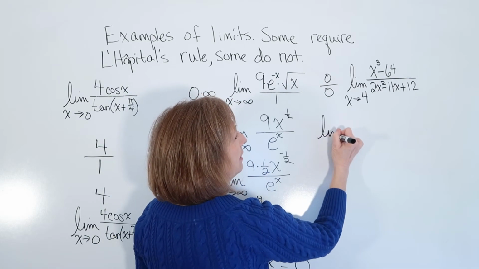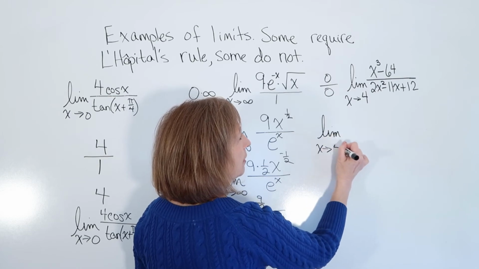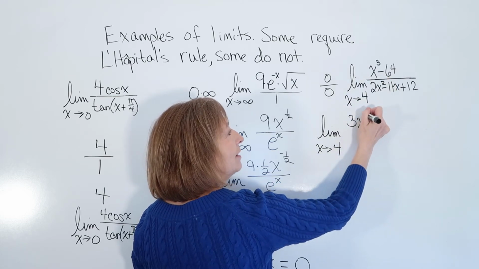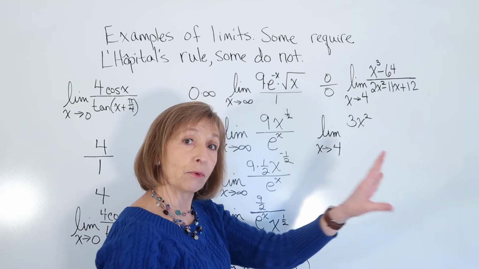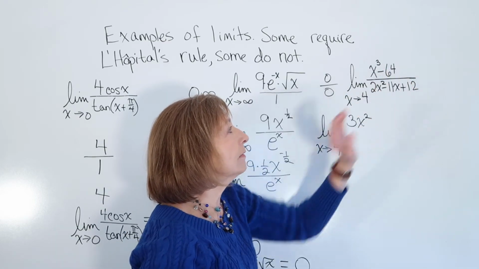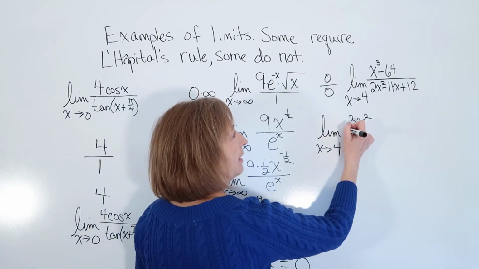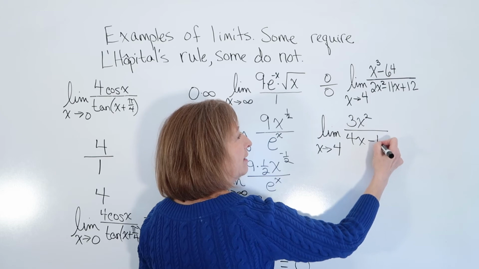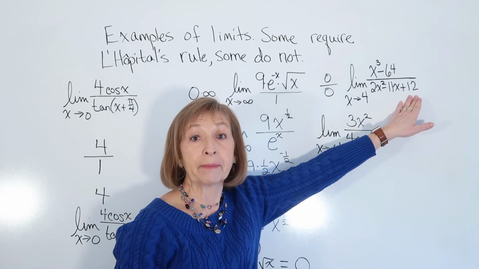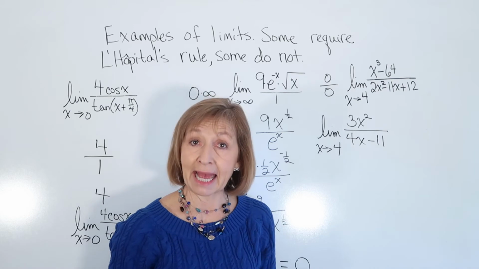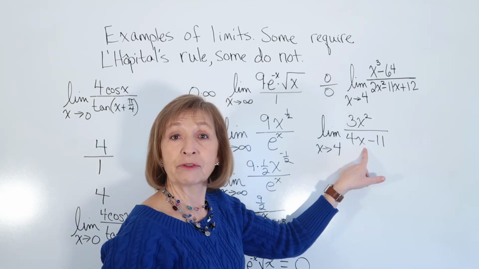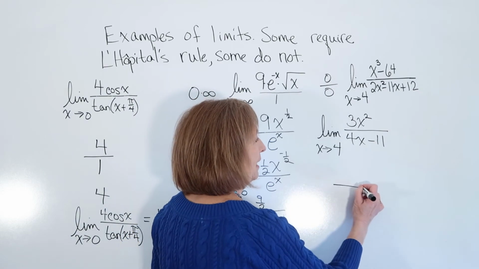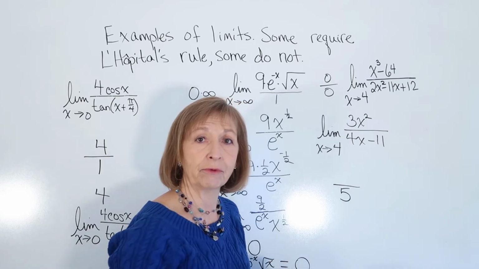So we'll have the limit as x approaches 4 of the derivative of the numerator. Well, the derivative of x cubed is 3x squared, and the derivative of negative 64 is 0, for that constant term's derivative. And then in the denominator, I have 4x minus 11, and then my derivative of my constant term is 0. As x approaches 4, 4 times 4 is 16, and 16 minus 11 gives me 5 in the denominator. So again, I do not have an indeterminate form here.